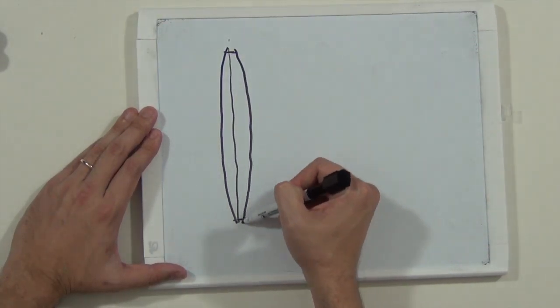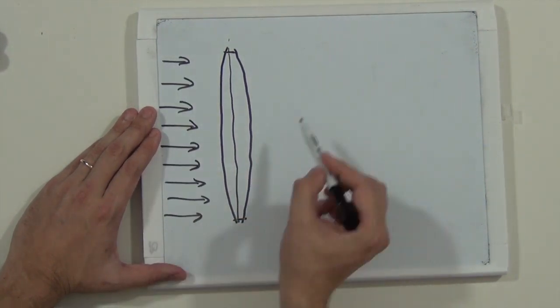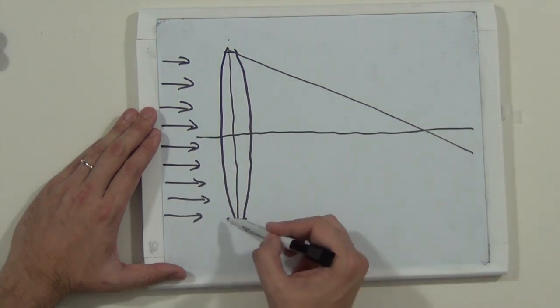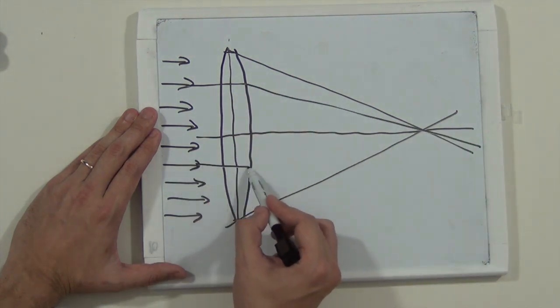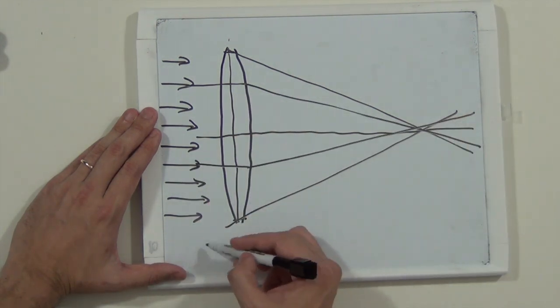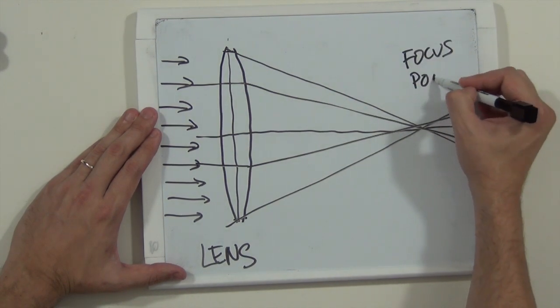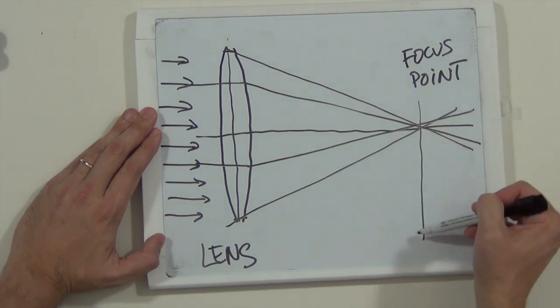When the light hits the surface of the lens, it will change direction, and because it's curved, the light has the potential to focus in only one point. So all the rays will be directed to only one point. That point is called the focal point. The focal length defines the distance between the focal point and the lens.